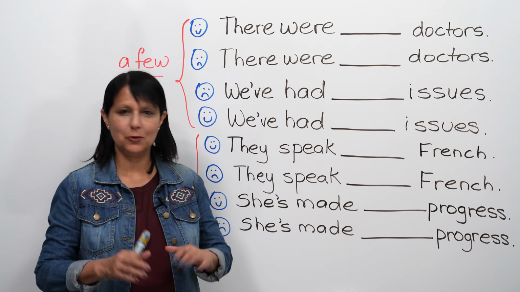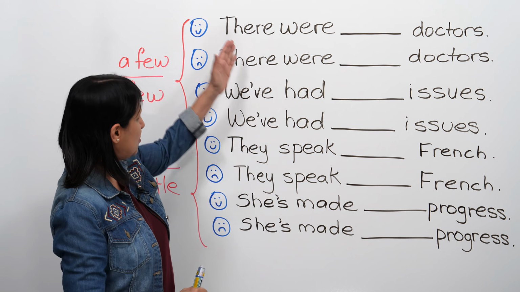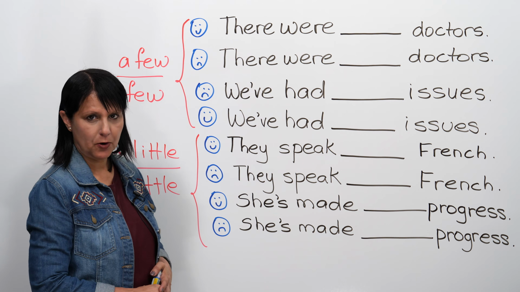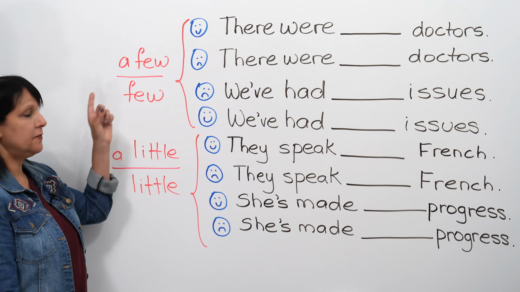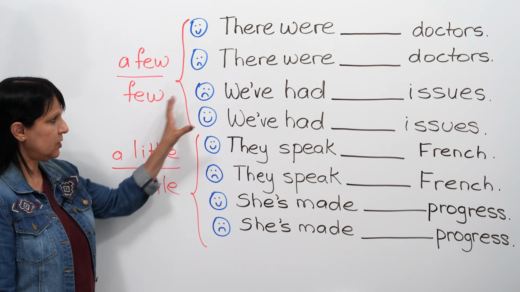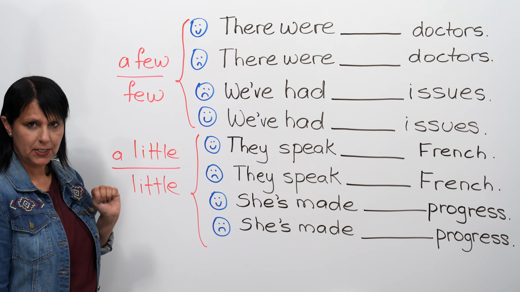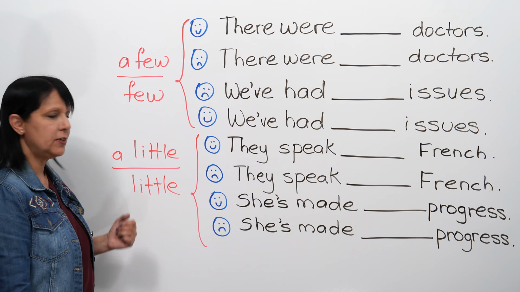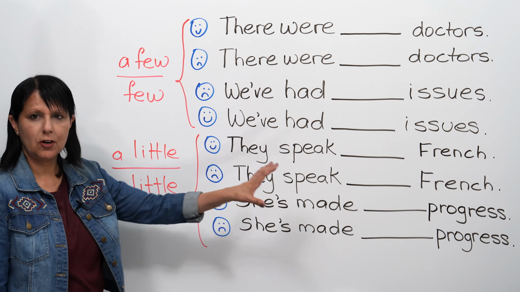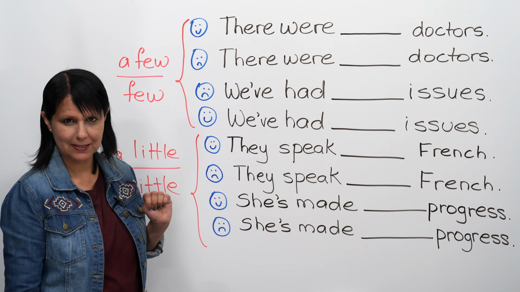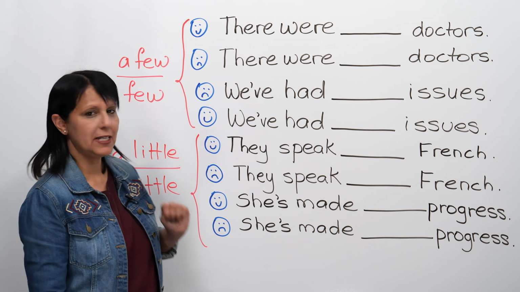Okay, I'm going to do it with you. No worries. Okay, so we have 8 sentences on the board. In the first 4, you have to add either a few or few, because here we're talking about countable things. And in the last 4, you're going to add a little or little, because here we're talking about uncountable things. All right? Okay, so let's begin.